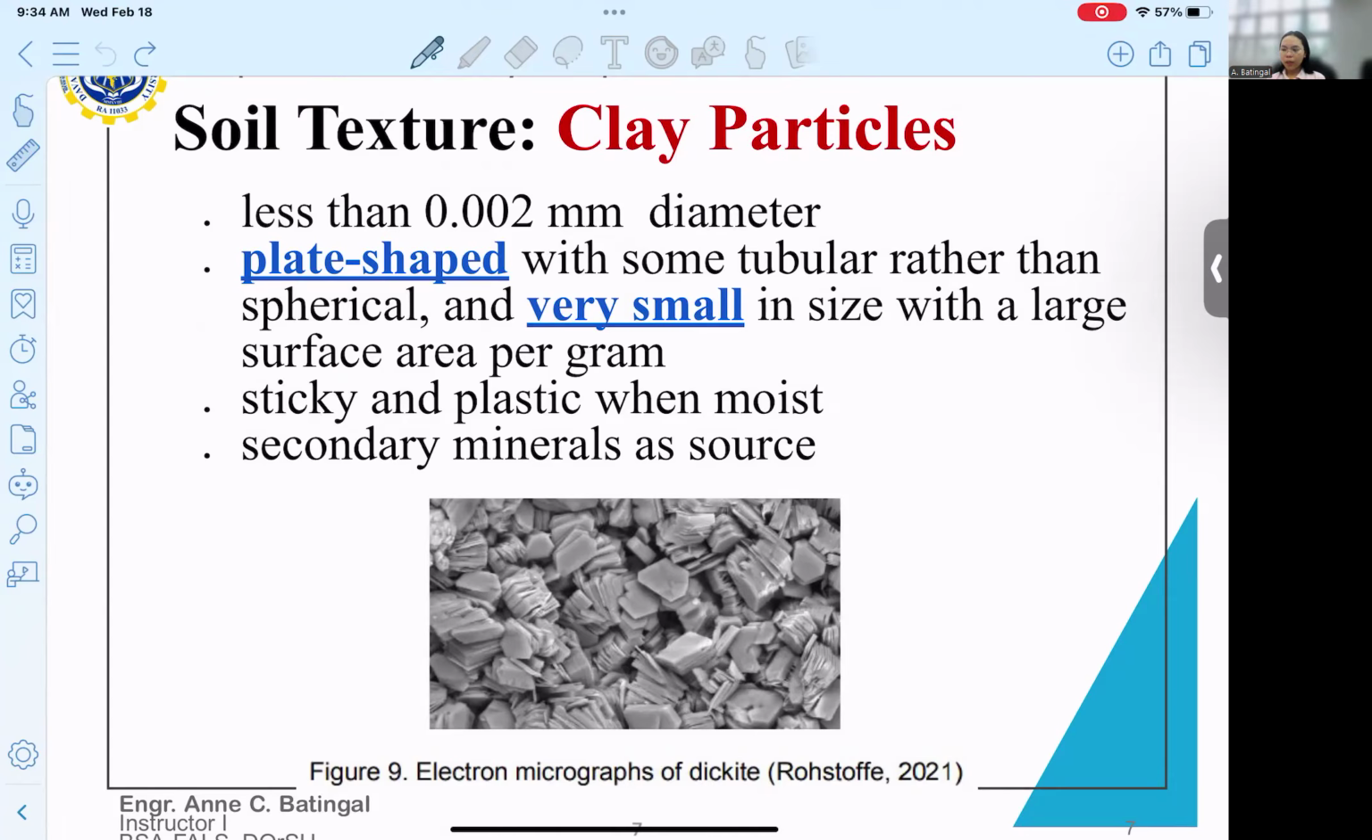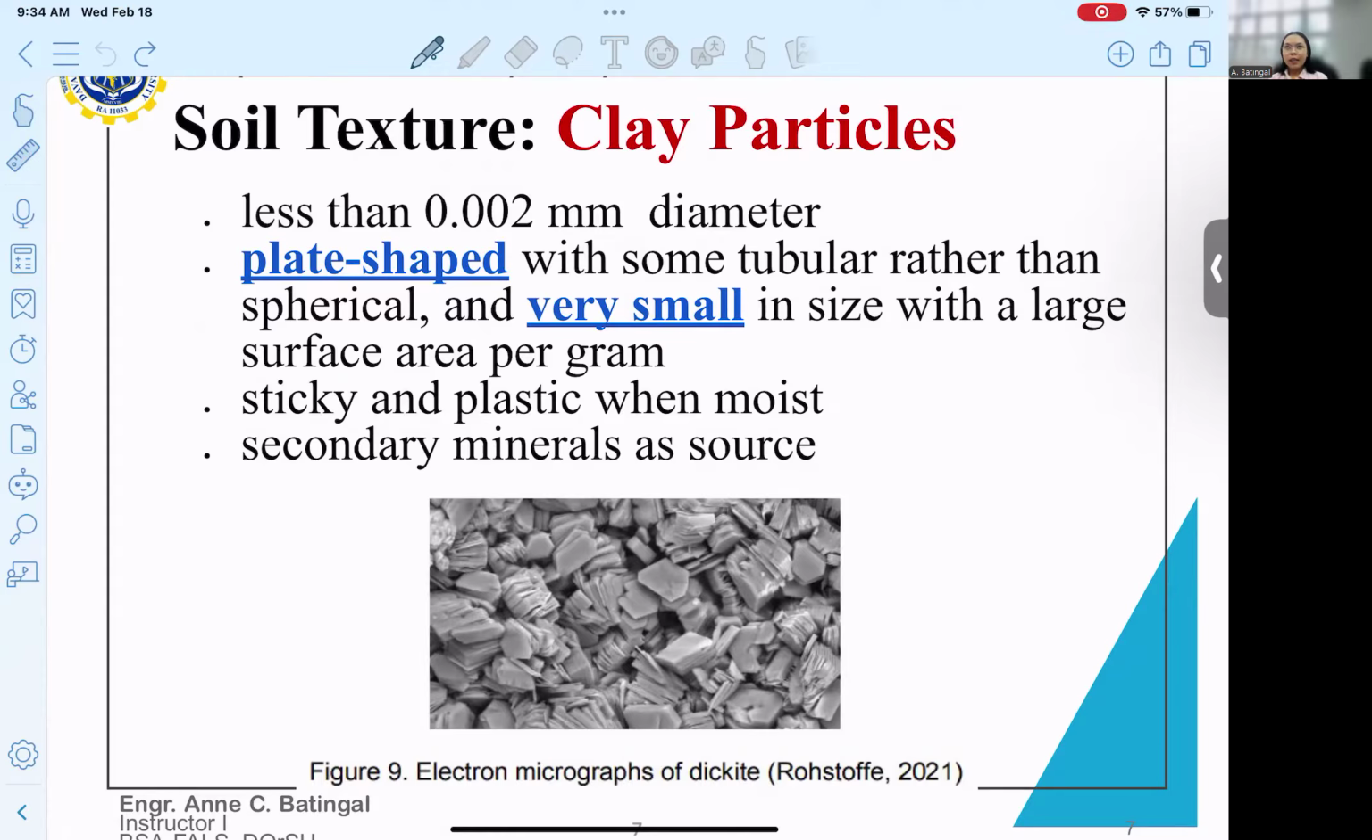Now, in terms of its shape, mora siya og plateau. So it is plate shaped with some tubular variants rather than spherical. Kay spherical man to imuhang sand and silt particles. So your clay particles are very small in size with a large surface area per gram.